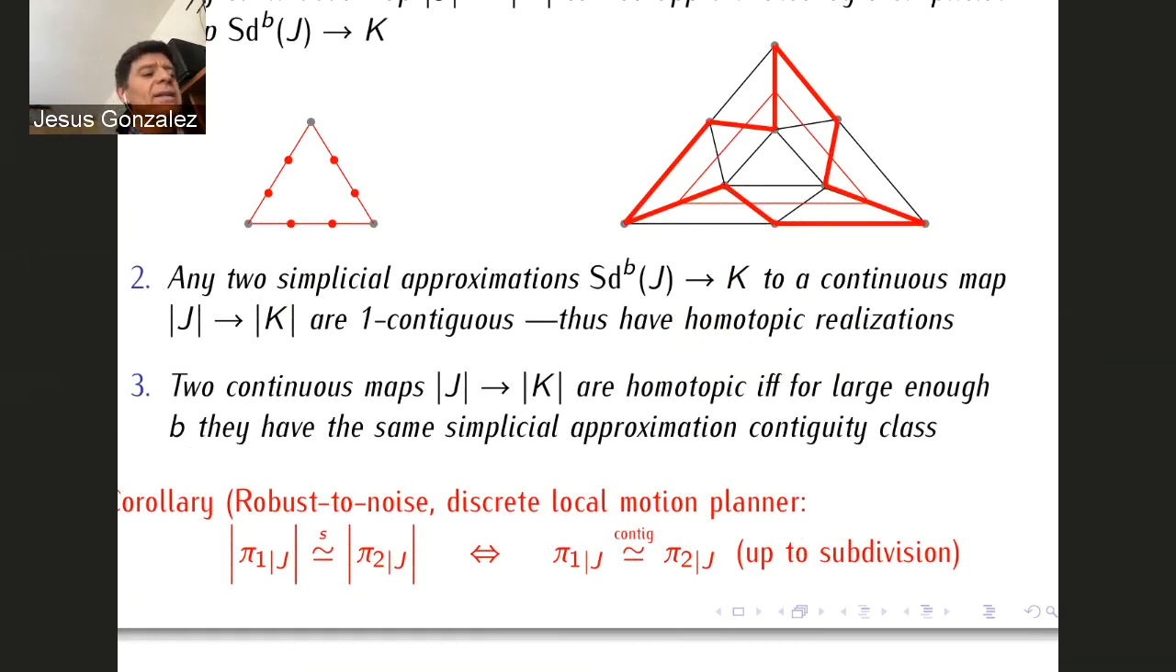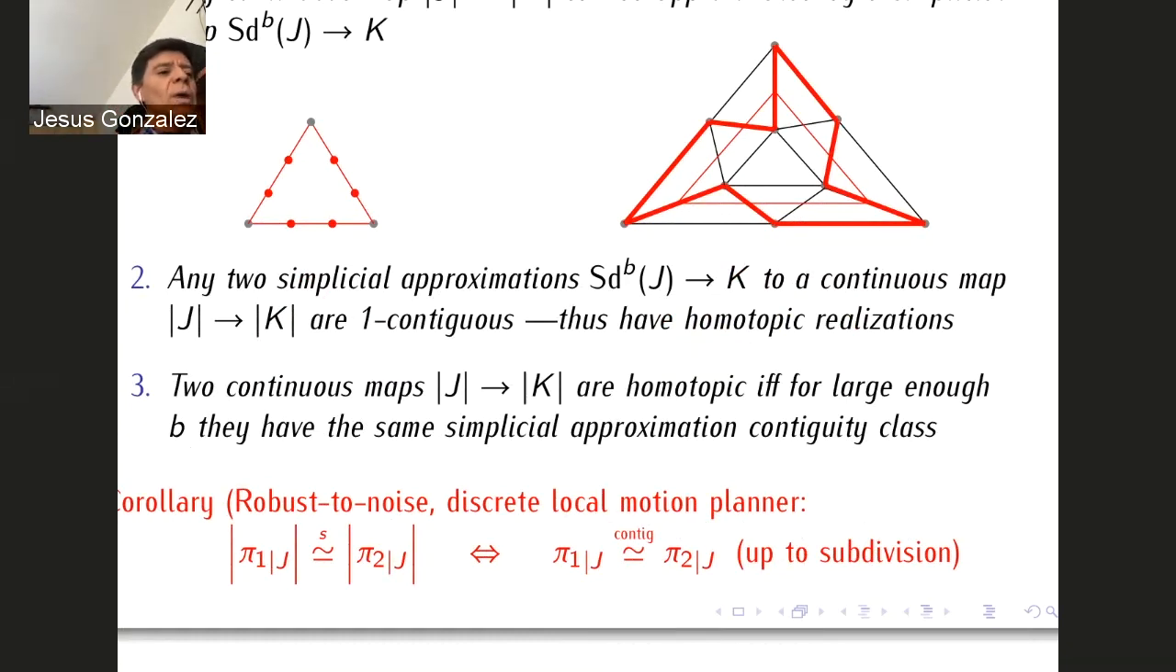And then, more importantly, there is the third point in this theorem, namely that two maps are homotopic if and only if, when you allow yourself to subdivide the domain fine enough, they admit approximations which are in the same contiguity class.